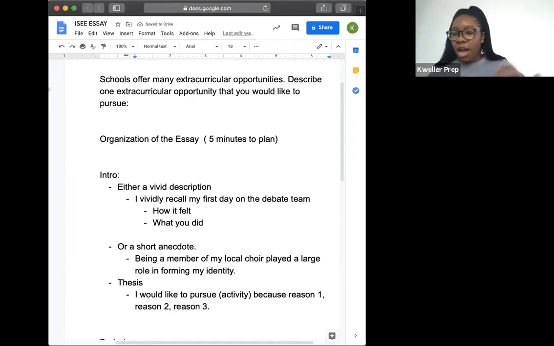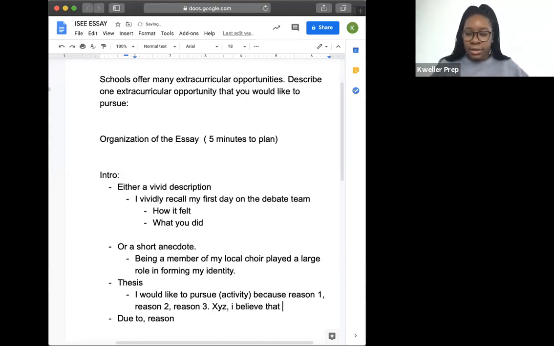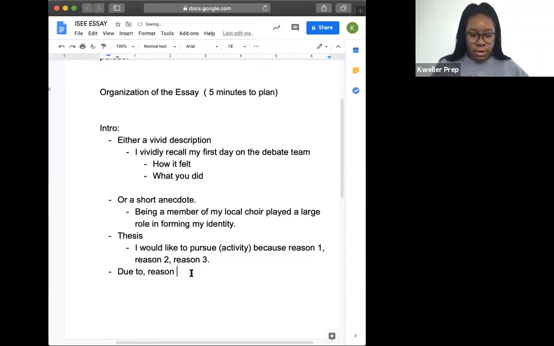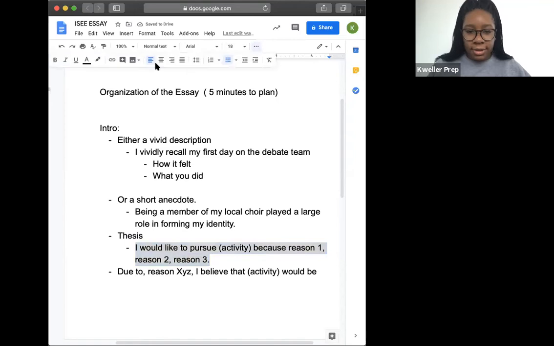And this is okay, but it's not really sophisticated as a writer. I think something that would be better is, due to reason X, Y, and Z, or these 3 reasons, I believe that whatever activity would be... due to reason. Actually, just highlight that in red because I don't think that is the best way to write.